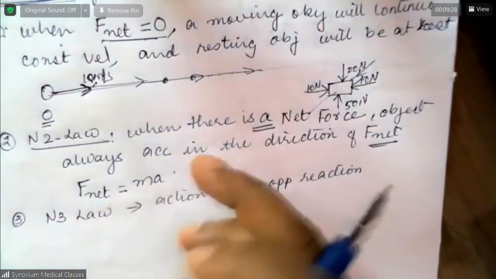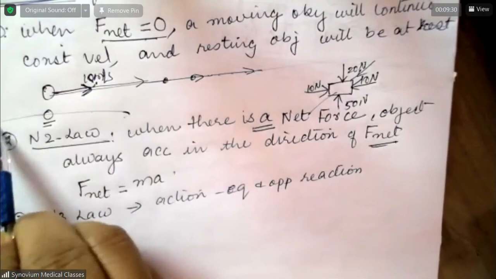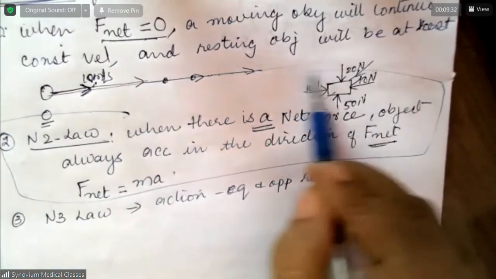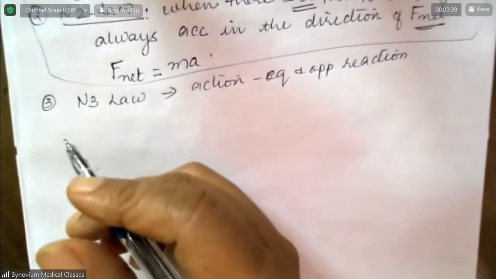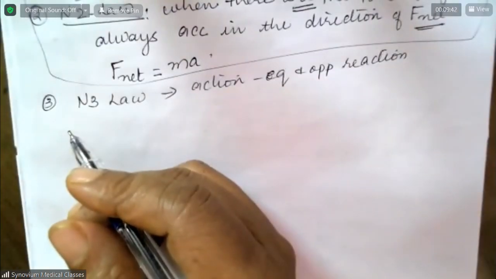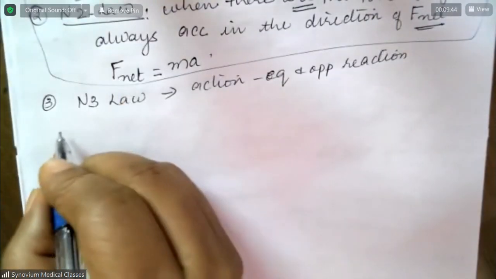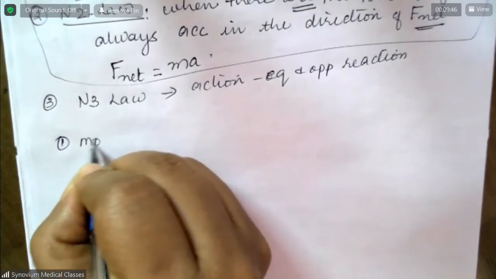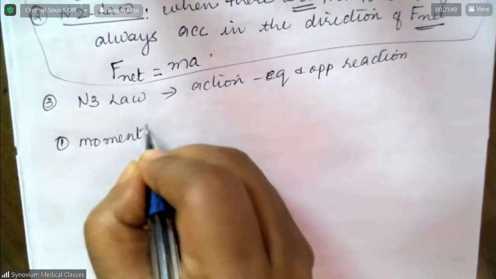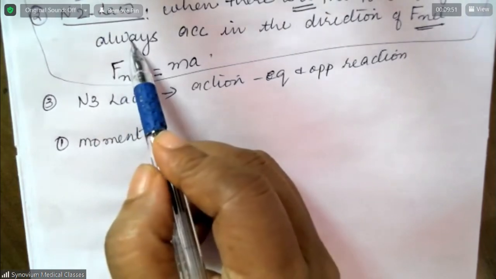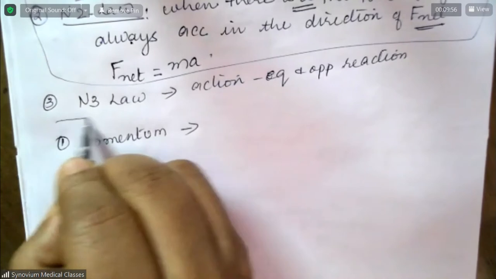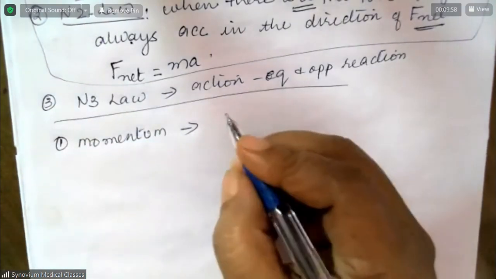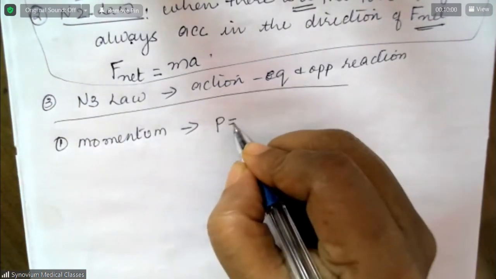What we are going to concentrate more on is the second law. The second law gives you two important quantities. One is momentum. You have to be able to explain the second law in terms of momentum. What is momentum? Momentum P is equal to MV.